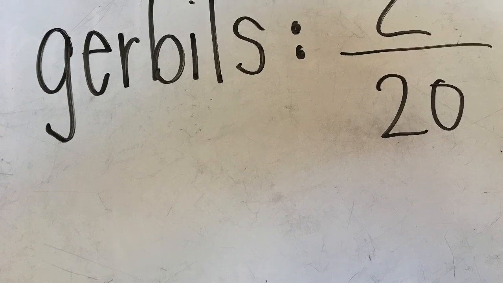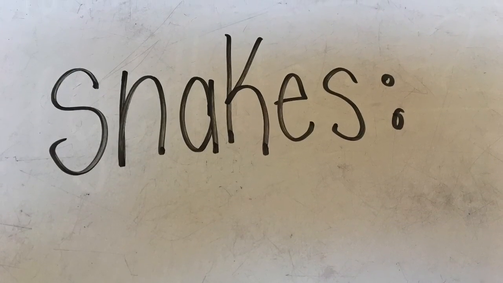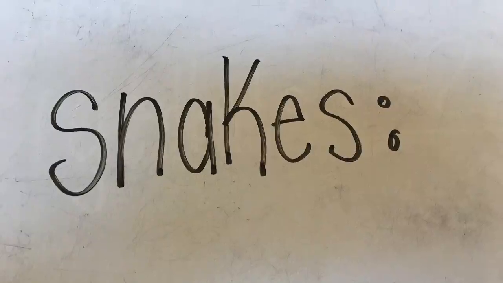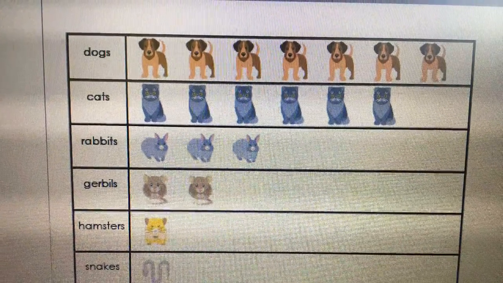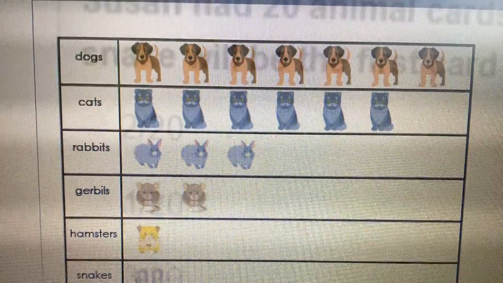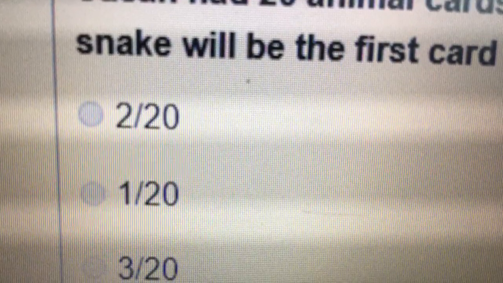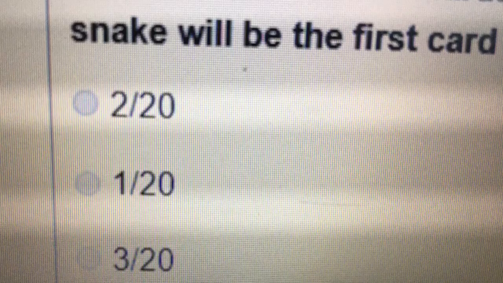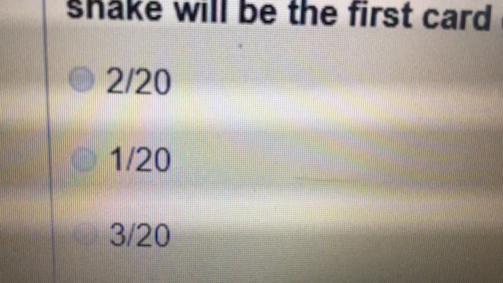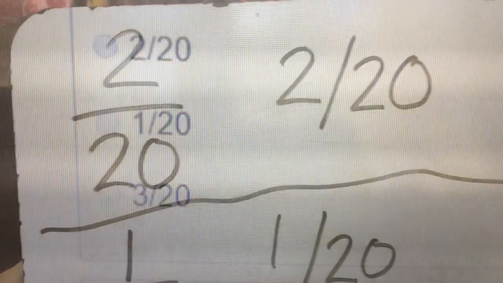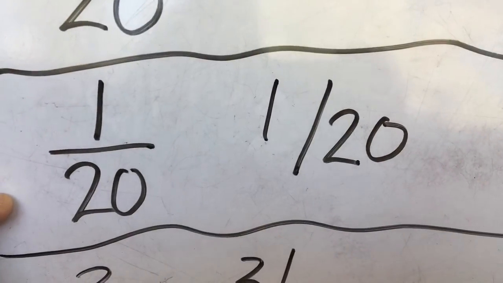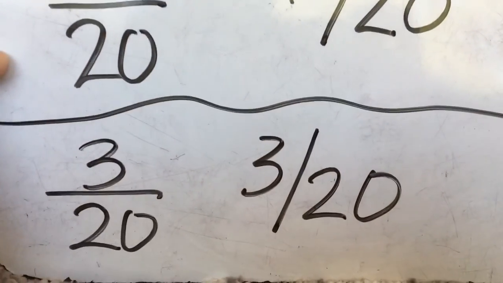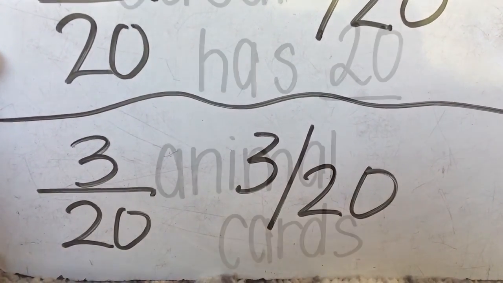Now, you, for your lesson check, are going to have to do snakes. I'm not going to tell you what the answer is for this, so you can look at the picture, and you are going to have to look and see. Now, I want you to notice their answer choices. Their answer choices are written kind of slanted. So I want you to see what it looks like. So 2/20 is written like this, and 1/20 is written like this, and 3/20 is written like this.